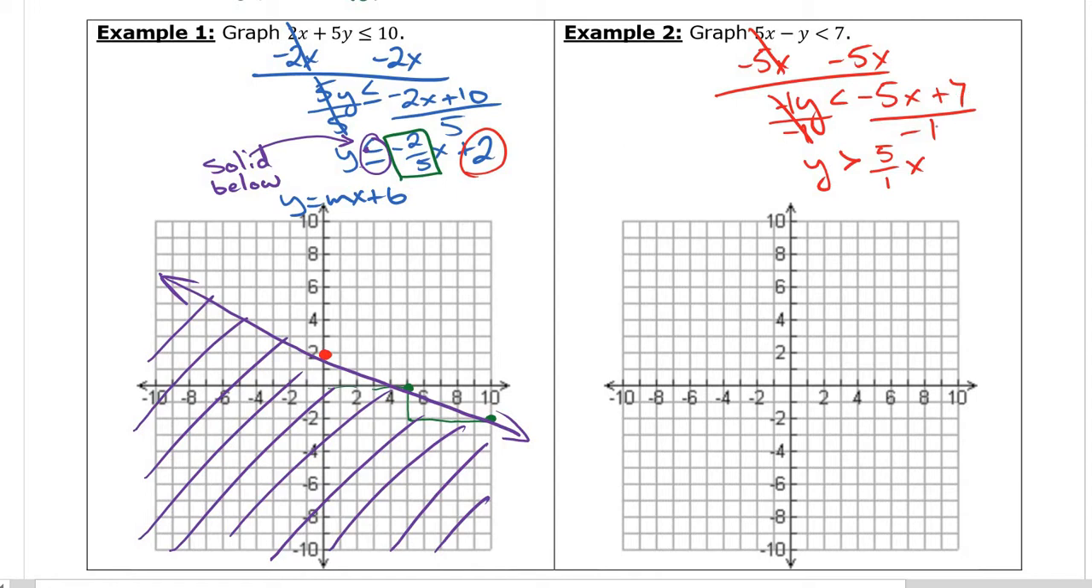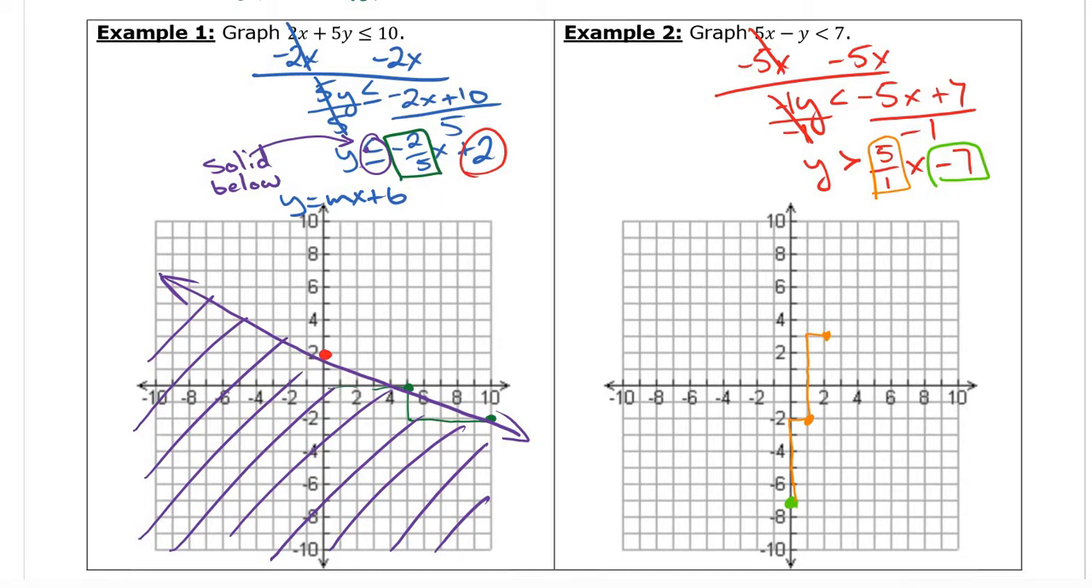Positive 7 divided by negative 1 leaves us with negative 7. If you prefer, instead of plus negative, it can just be minus 7. Either way. Now we identify our y-intercept is negative 7. I put a dot at negative 7. My slope is 5 over 1, so I go up 5. 1, 2, 3, 4, 5 over 1. Up 5. 1, 2, 3, 4, 5 over 1.